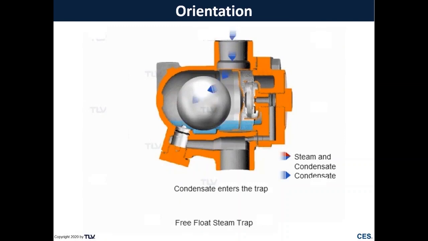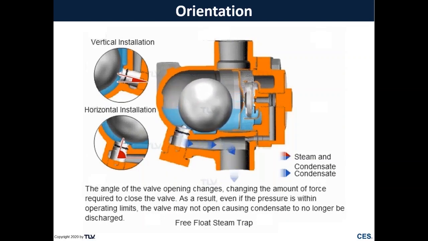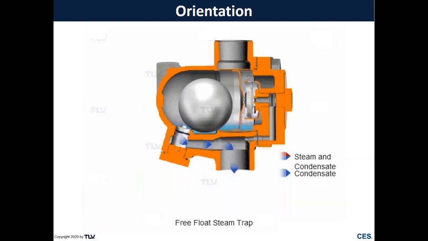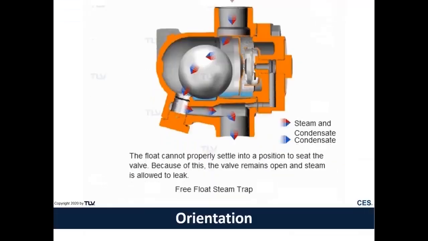So here we have a free float steam trap which is designed to be installed in horizontal piping. In this case, it's been installed in vertical piping. Now we'll be able to drain condensate out of that trap initially, but that float is not going to be able to properly seat on the orifice, eventually leading to a steam leak and energy inefficiency.